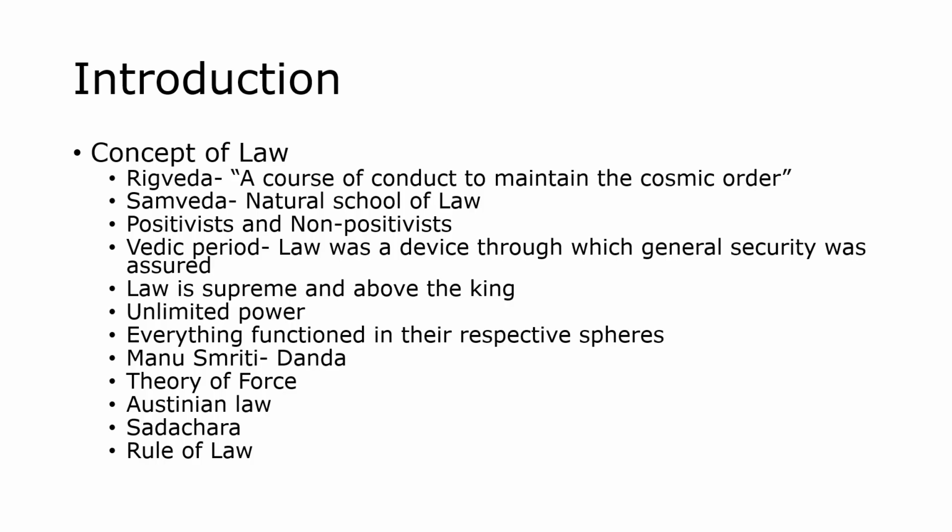There was fear which made people follow law, and there is always a theory of force which stated that fear was a key which upheld law in the system and the society. The Austinian law stated that law emanated from the sovereign, so it gave the sovereign an upper hand over law itself. But under Hindu law, law was always supreme and the king was below it.